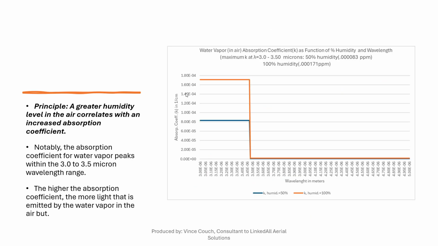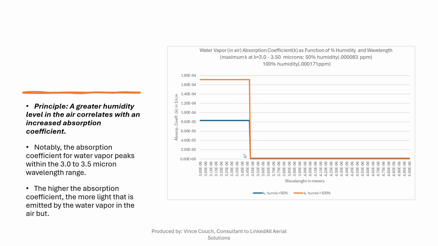What about humidity? Does humidity matter? It makes sense that it would. A greater humidity level in the air correlates with an increased absorption coefficient. And if you have increased absorption, you'll have less transmission. So this is for water vapor. Humidity is essentially how much water is in the air, water vapor.